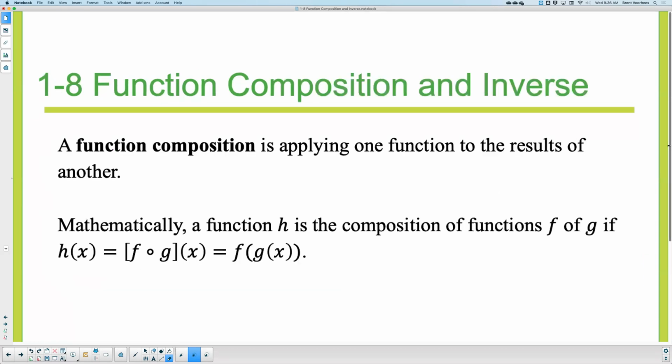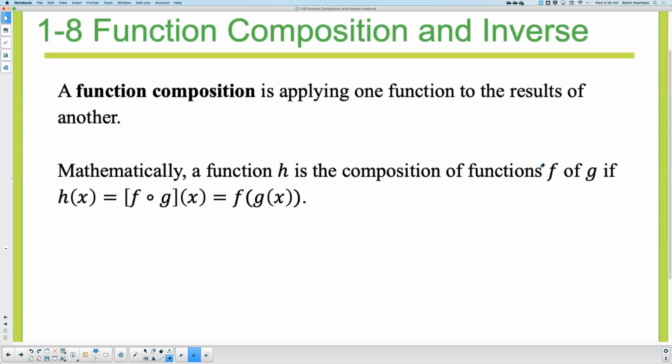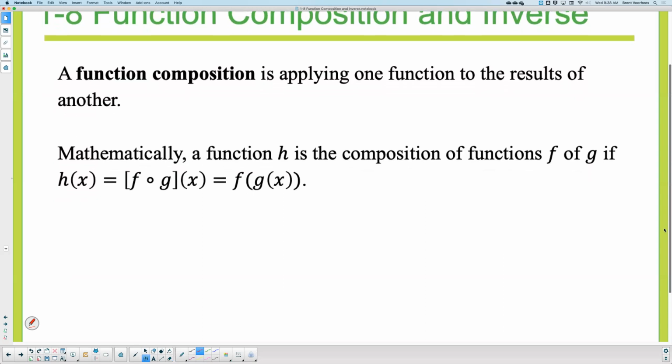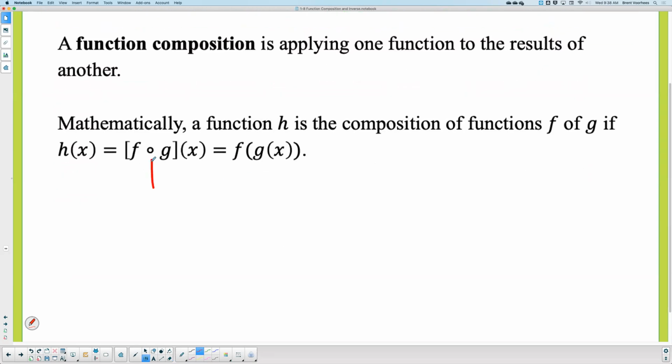So let's start with first, what is a composition? A composition is applying one function to the results of another. Mathematically, a function h is the composition of functions f of g if this is true right here. So notice this is the symbols for it. Now, what this means, honestly, let me change it to English words. So that's the math words. You're like, what does that mean in English? This is what it means.